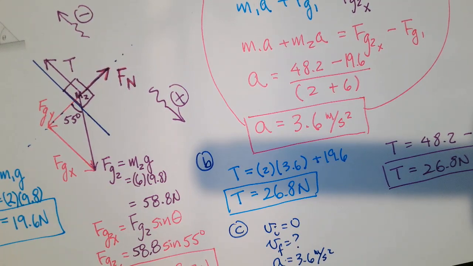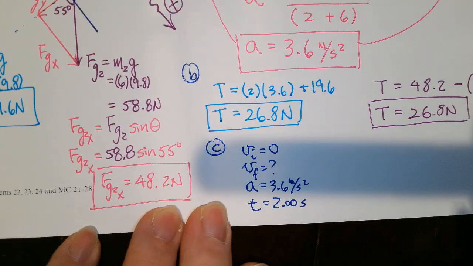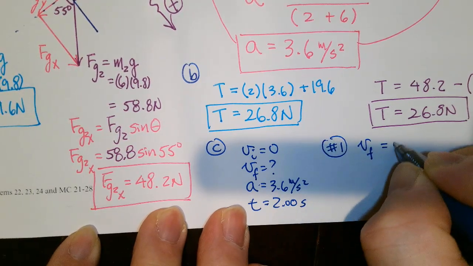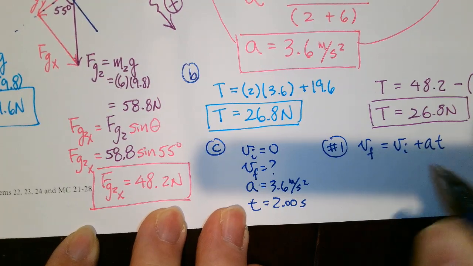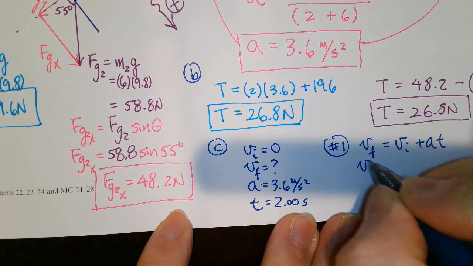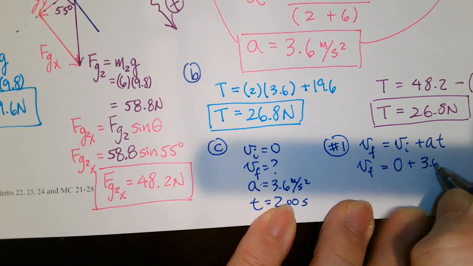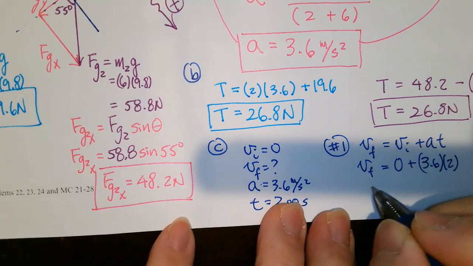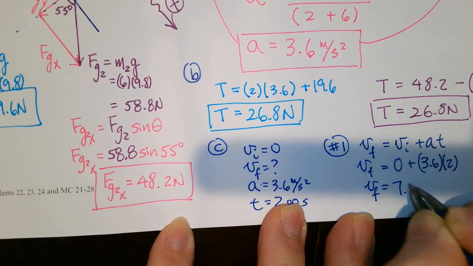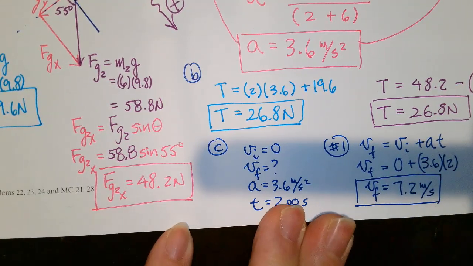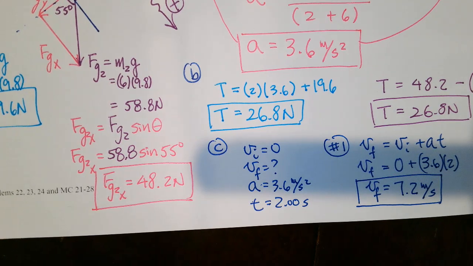Well, this looks pretty easy. Looks like a constant acceleration equation, equation number 1, right? Which is Vf is equal to Vi plus At. So Vf is equal to Vi, 0, plus 3.6 times 2. So my Vf is equal to 7.2 meters per second is how fast both objects will be traveling. All right. Any questions?